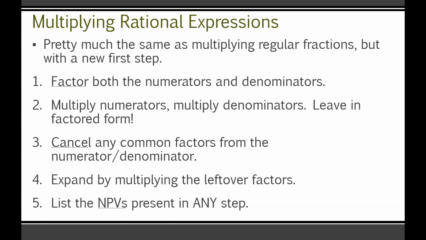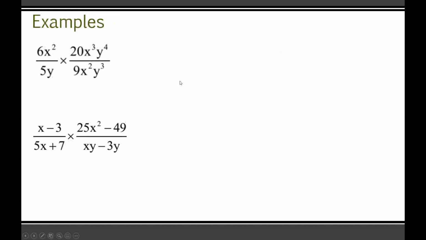Step number 4, expand by multiplying the leftover factors. So in other words, clean up the top, clean up the bottom. I actually do want you to expand it out there. And then step number 5, list the NPVs present in any step. There could be a whole bunch when you're multiplying these rational expressions together. Anyway, let's do a few examples together.